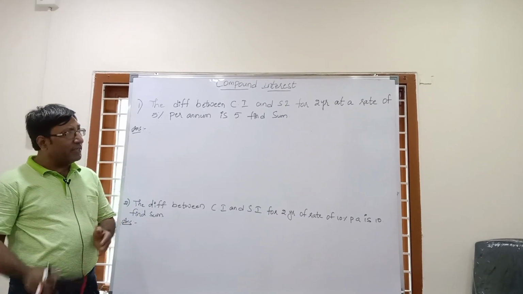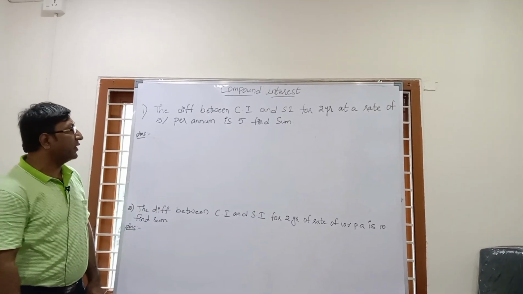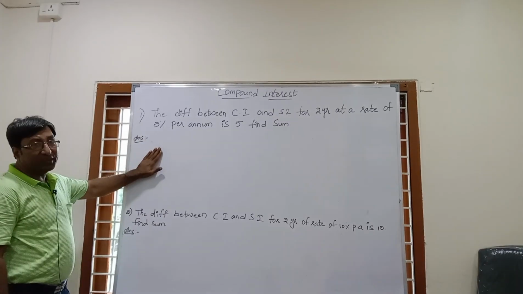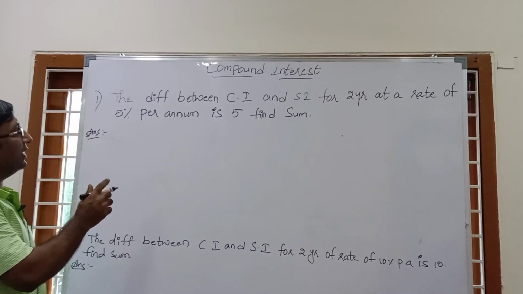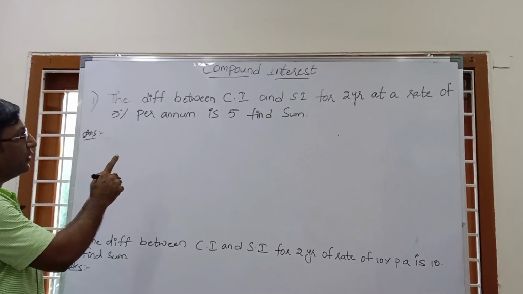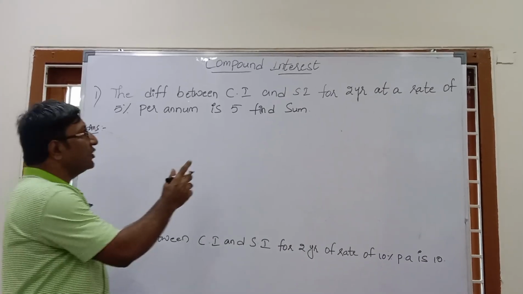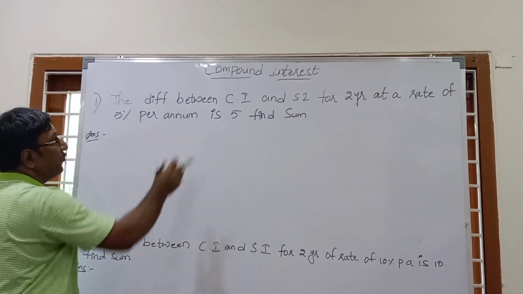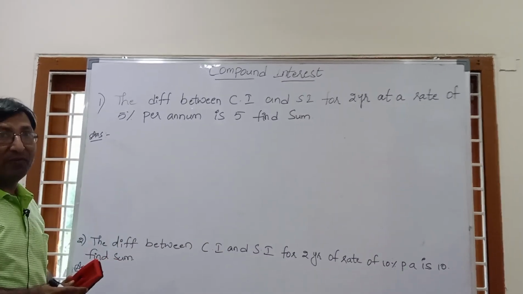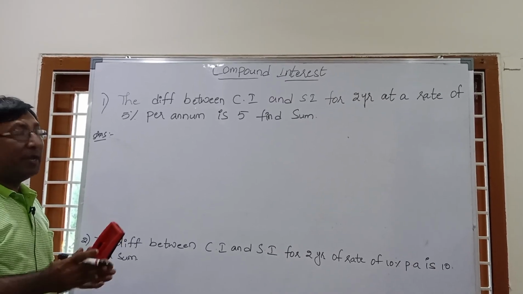Today I am explaining an important technique of compound interest. You see here, the question is: the difference between CI and SI, that is, the difference between compound interest and simple interest for 2 years at a rate of 5% per annum is 5. Then we have to find the value of the sum, that is, the principal.